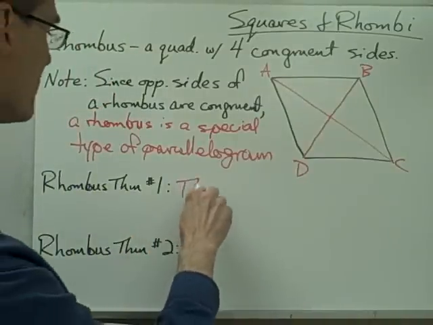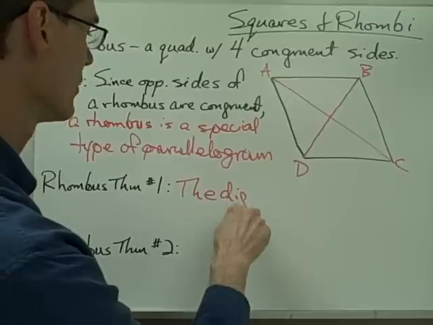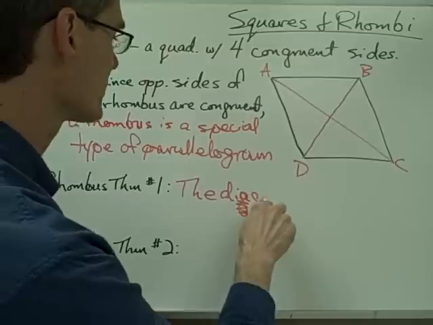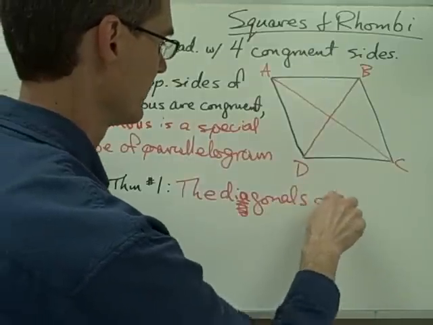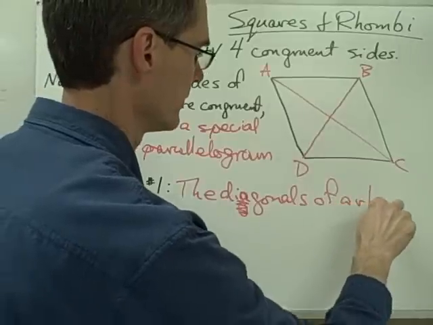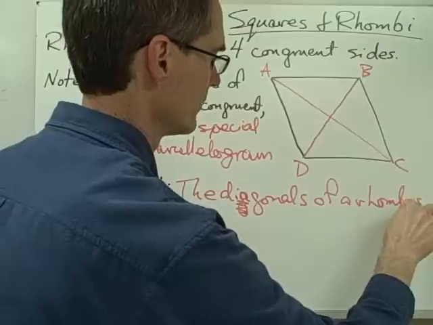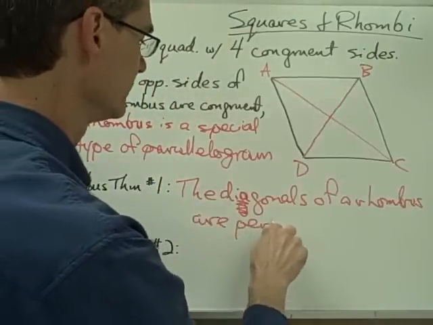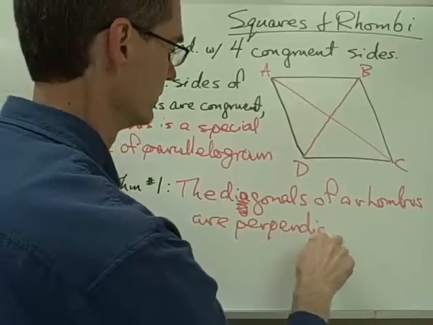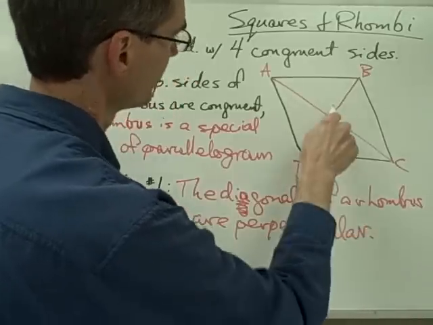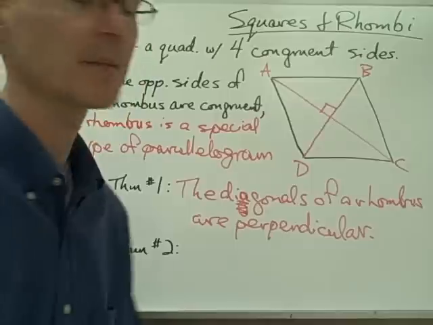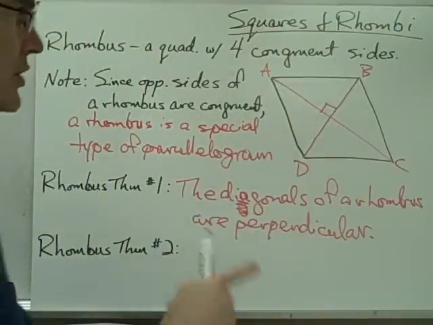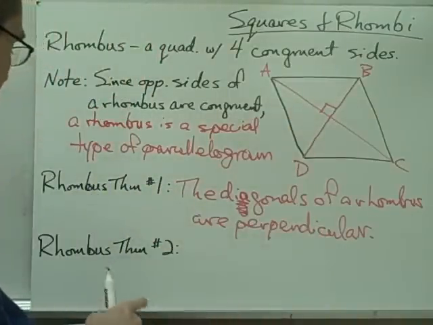The diagonals of a rhombus, this is going to be our rhombus theorem number 1, the diagonals of a rhombus are perpendicular. So right here where they intersect, that means we have right angles. And that's a property we're going to be using in just a minute when we look at some example problems.